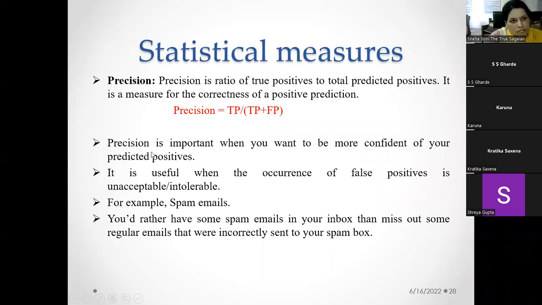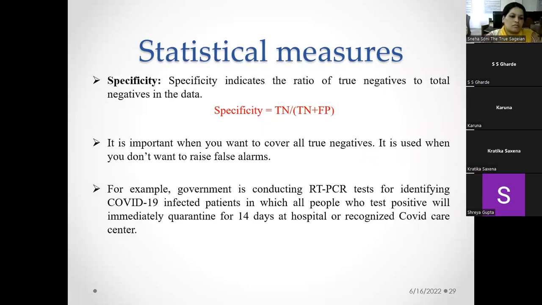Okay. Precision is important when you want to be more confident about your predicted positives. It is useful when the occurrence of false positives is unacceptable or intolerable. For example, spam emails. You would rather have some spam emails in your inbox than miss out on some regular emails that were incorrectly sent to your spam box, because sometimes important mails land in the spam box and do not stay in the inbox. So in that sense, you need to have all those parts.